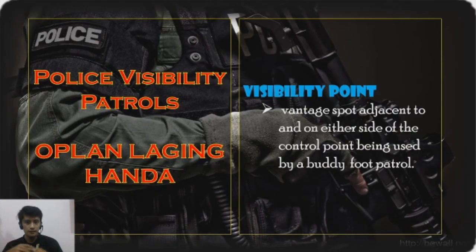Okay, and then with that, the visibility point, ito naman yung mga tao. So, kung sa mobile detachment, sila yung umiikot dun sa area na nakasakay, or conducting patrol using the police mobile. Ito namang visibility point, in other words, we refer to it as the vantage spot adjacent to or on either side of the control point being used by a body foot patrol.